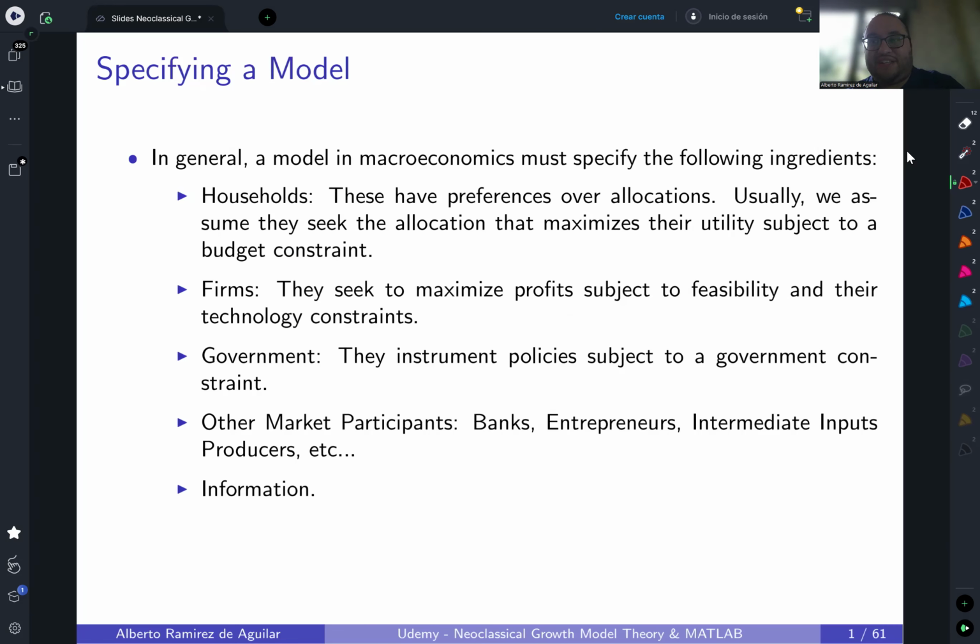Information is very important in economics, and there's a lot of work showing that if we change who knows what, the results and the predictions of the model may be very different. So information is going to be a very key ingredient that you always have to underline whenever you are stating a model.